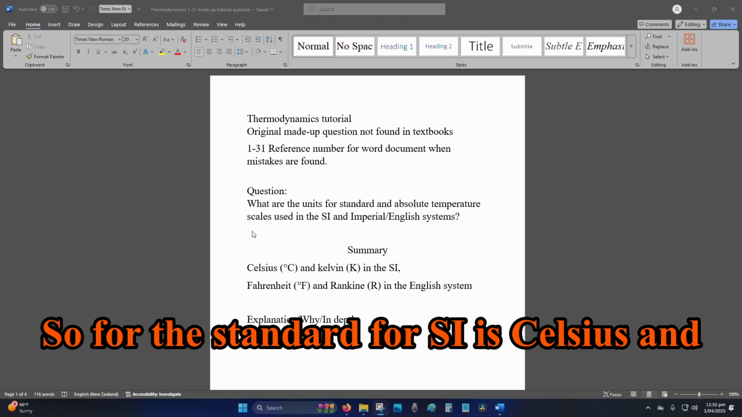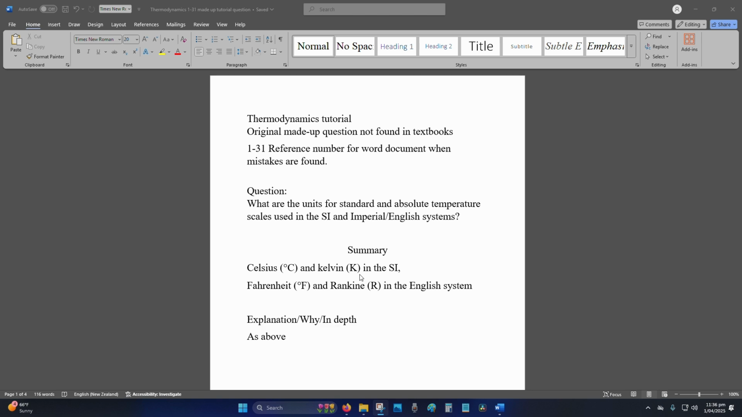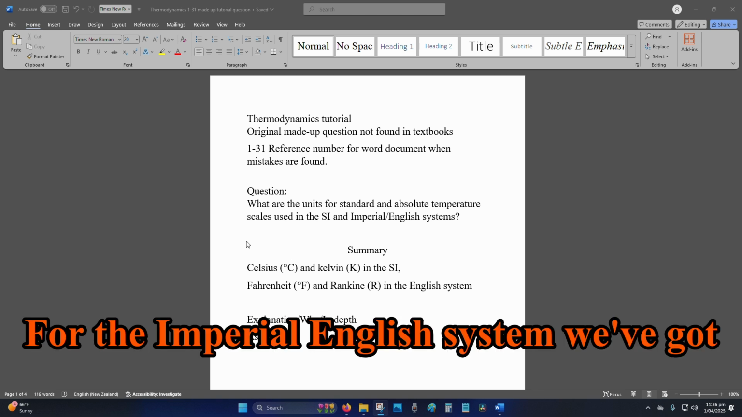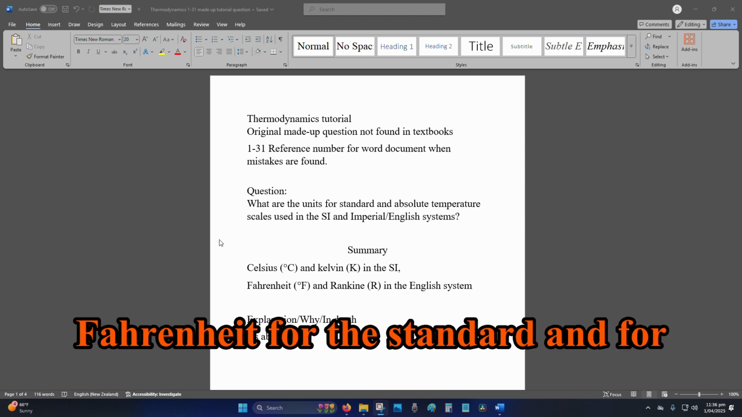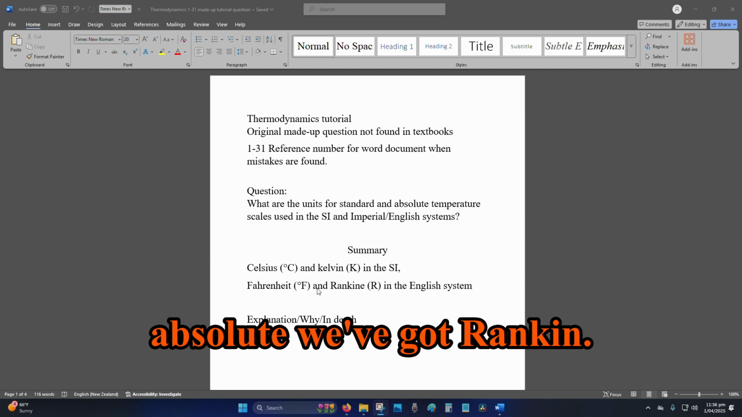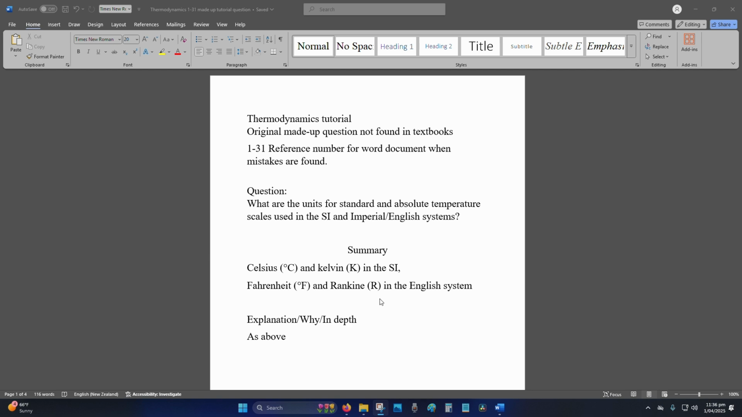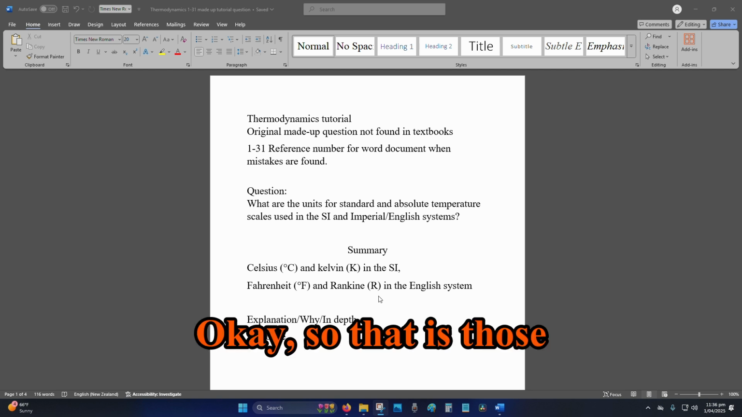So for the standard for SI is Celsius, and for absolute it's Kelvin. For the Imperial/English system, we've got Fahrenheit for the standard, and for absolute, we've got Rankine. Okay, so that is those covered.